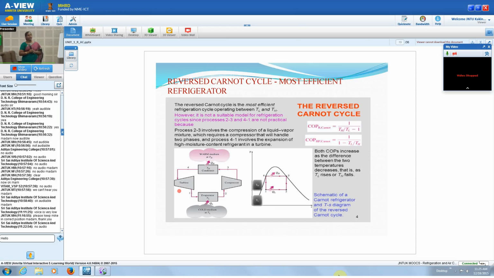So the reversed Carnot cycle is the most efficient refrigeration cycle, operating between two temperatures, TL and TH. TL is the lower temperature in the cycle and TH is the maximum temperature in the cycle.